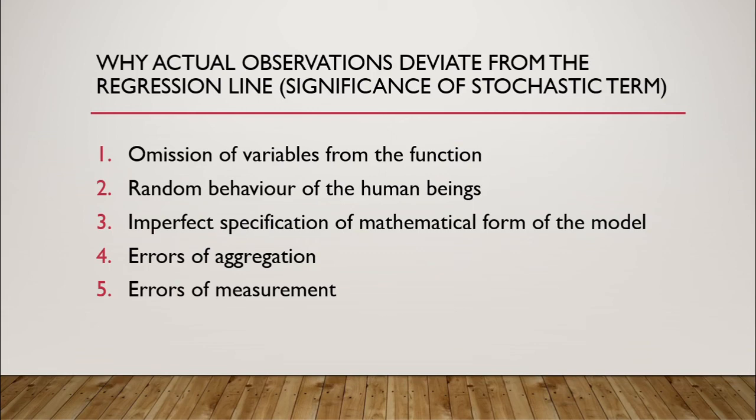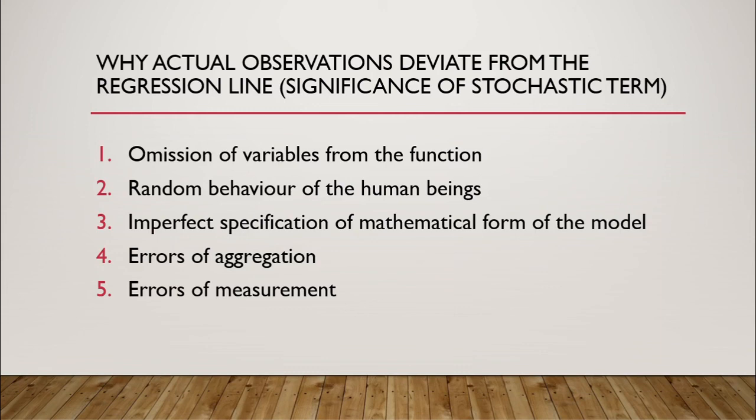In a simple linear regression model, we include only one explanatory variable, and in a multiple regression model, we include more than one explanatory variable. So apart from the price of the commodity, we can include the income of the consumer, prices of related commodities, tastes and preferences of consumers, etc. in the model. However, there are a large number of other factors which can influence demand for a particular commodity, so we have to omit many variables from a regression equation. Omitted explanatory variables are an important reason for the deviation of observations. In any regression model, the stochastic term represents all the explanatory variables that are omitted from the function. So that is one of the major reasons for deviation of observations from the regression line.